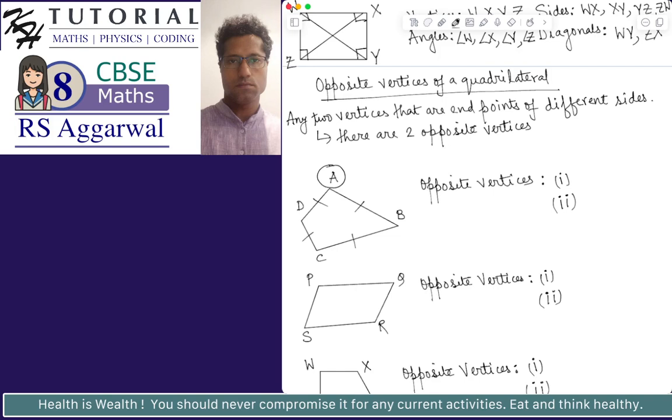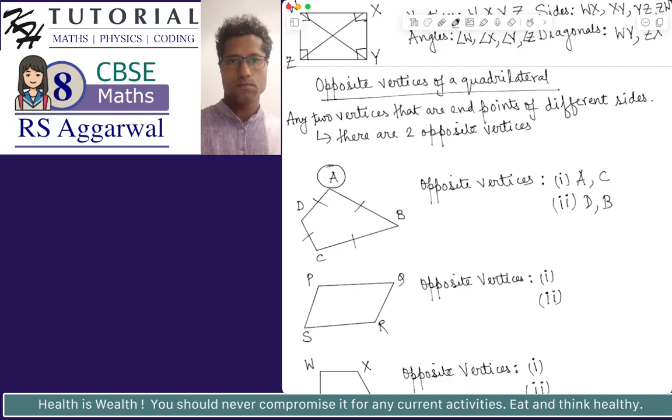I hope you're understanding. So for this quadrilateral, there are always two sets of opposite vertices. One set of opposite vertices is A and C, and the other set is D and B. The vertices A and C are endpoints of different sides. Vertex A is an endpoint of the sides AD and AB, whereas vertex C is an endpoint of the sides CD and BC.